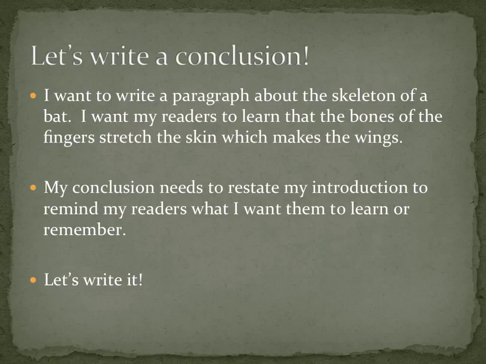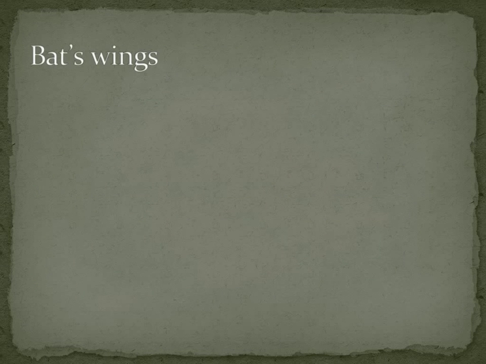I'm back to the skeleton of a bat. Again, I want my readers to learn that the bones of the fingers stretch the skin which makes the wings. My conclusion needs to kind of restate my introduction to remind my readers what I want them to learn or remember. So let's try it. My introduction read, "A bat skeleton creates a very unique mammal." What made the bat skeleton unique was that it made the mammal fly. There's my conclusion.